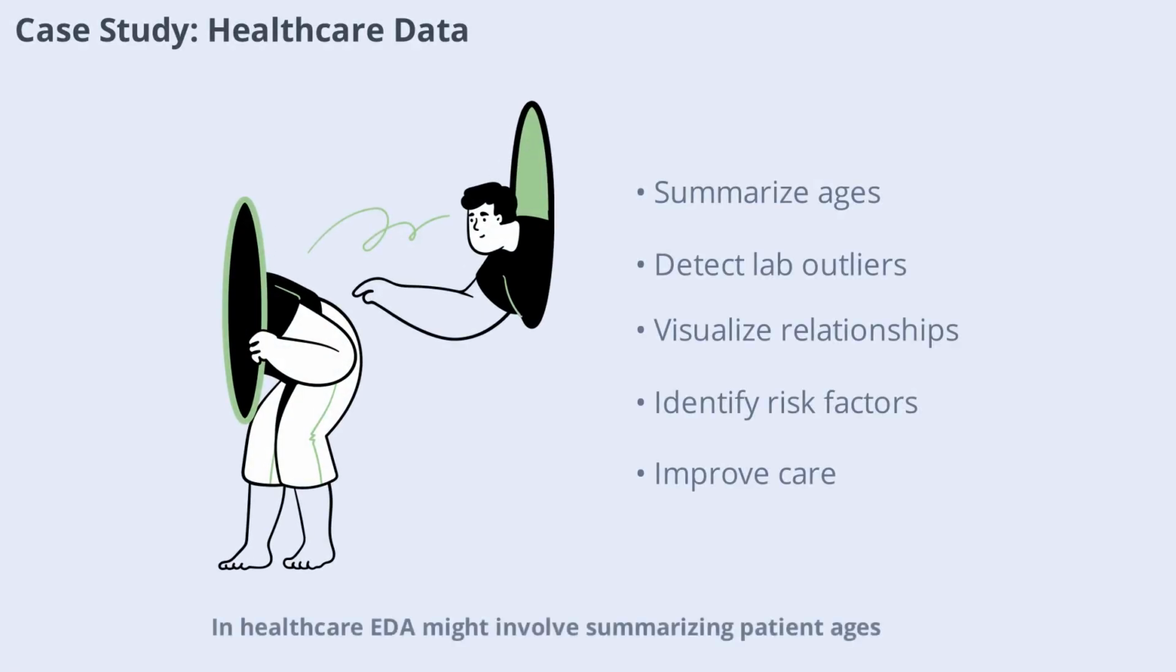In healthcare, EDA might involve summarizing patient ages, detecting outliers in lab results, and visualizing relationships between symptoms and outcomes. These steps help identify risk factors and improve patient care through data-driven insights.